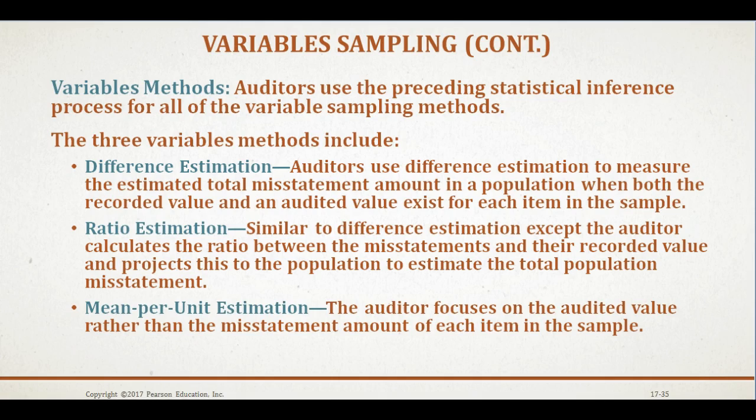The second variable method is ratio estimation. Ratio estimation is similar to difference estimation, except the auditor calculates the ratio between the misstatements and their recorded value and projects this to the population to estimate the total population misstatement. And the third variable method is the mean per unit estimation. In mean per unit estimation, the auditor focuses on the audited value rather than the misstatement amount of each item in the sample.